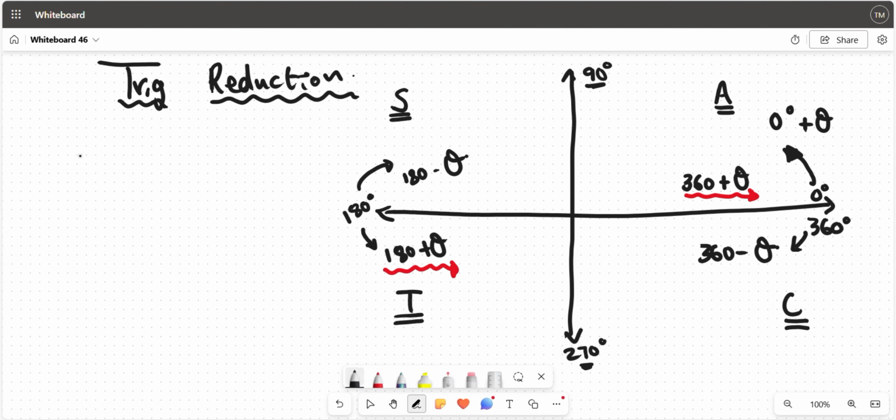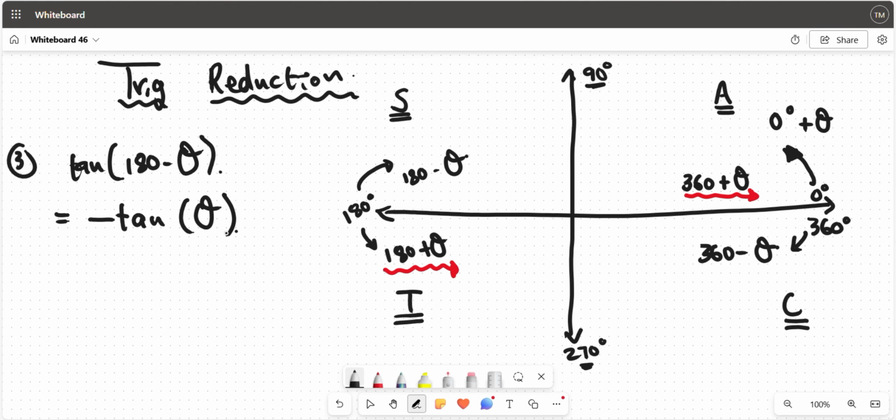All right, what if we had tan of 180 minus theta? This 180 minus theta would put the tan in the second quadrant, and tan is negative in that quadrant, so this would make a negative tan with a positive theta angle. So these are just simple reductions that you can apply to actually simplify your expression.